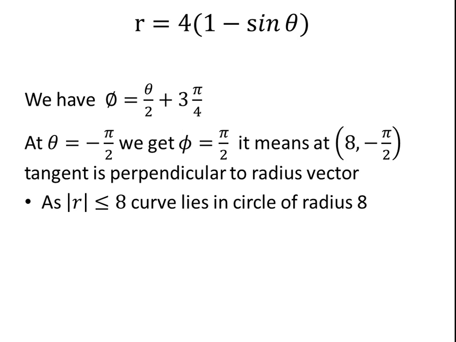Apart from this, I know that the value of sine theta always lies between minus 1 and plus 1. So the maximum value of r that I can have is 8. Therefore, modulus of r is less than or equal to 8. It implies that the curve lies within the circle of radius 8.